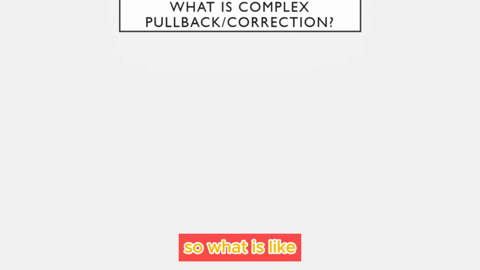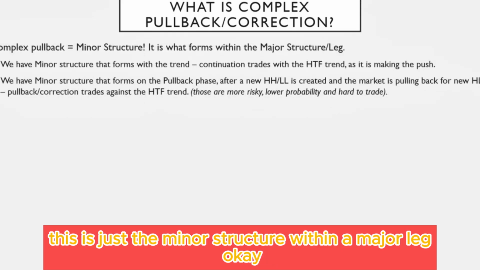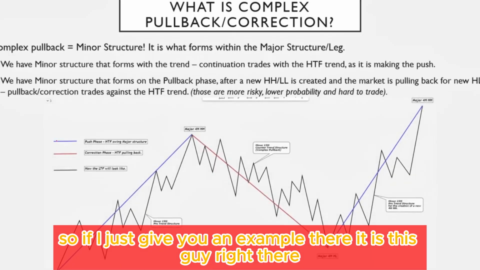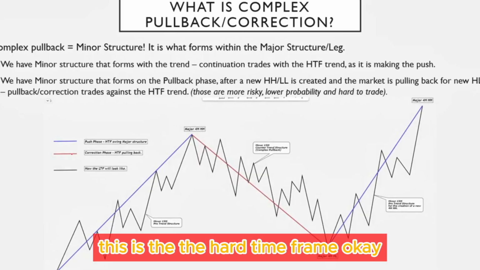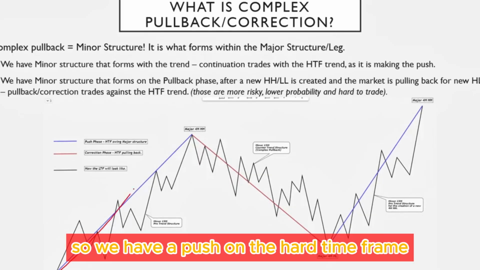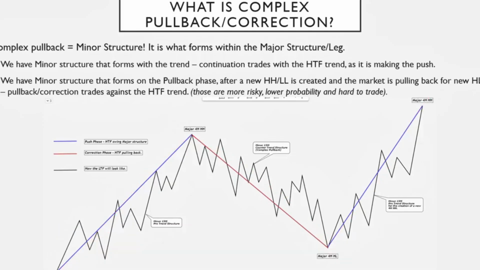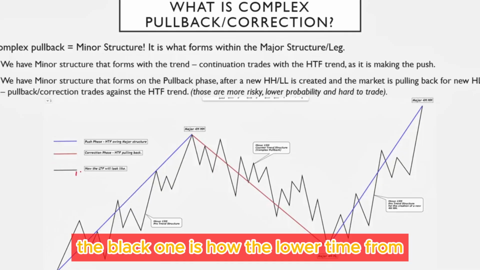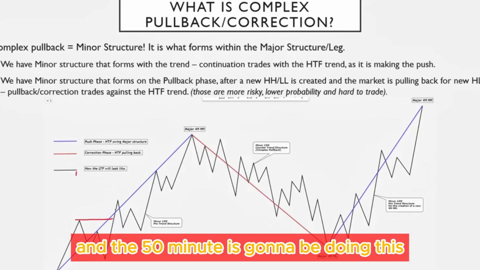You might ask, why is the complex pullback and the correction? This is just a minor structure within a major leg. If I just give you an example, there it is. The blue and the red are the 4 hour time frame. This is the hard time frame. We have a push on the hard time frame, we have a pullback on the hard time frame, and we have a push on the hard time frame. Then the black one is how the lower time frame, the 50-minute, is going to look in this case. And the 50-minute is going to be doing this.